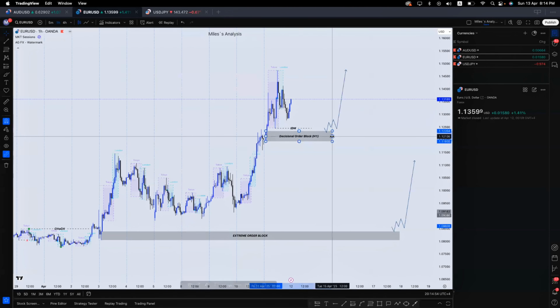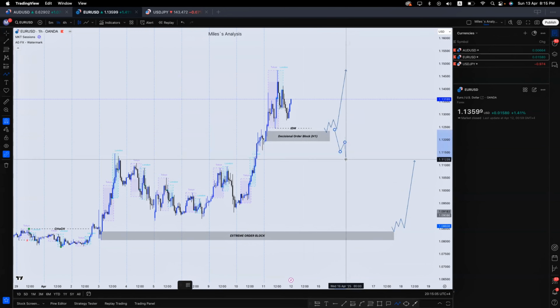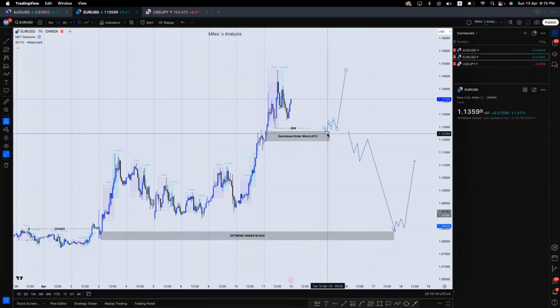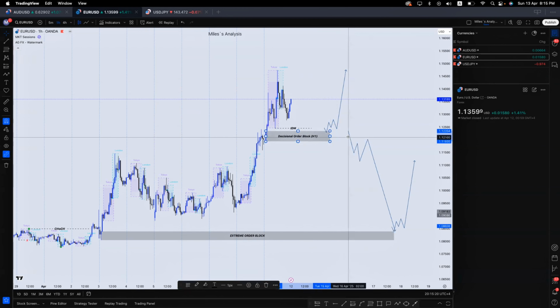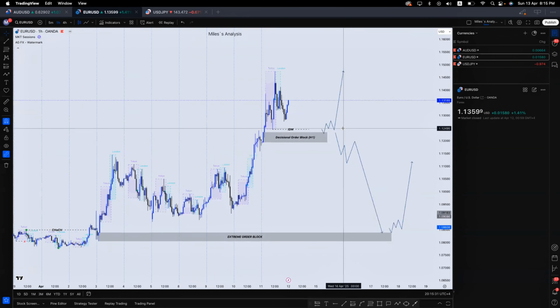Just keep an eye on these points of interest, the decision order block and this extreme order block. So in the event that this decision order block fails to hold price, what you can do is start looking for bearish moves to this extreme order block, right? So these are the three possible scenarios. Either price is going to mitigate this decision order block and go bullish, or this decision order block is going to fail to hold price, and we're going to have a bearish continuation to this extreme order block. And if this second scenario happens, we'll be looking for a bullish push from this extreme order block. So basically this is it on the 1 hour time frame, on Euro USD.